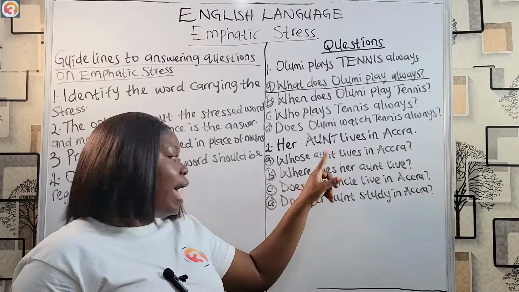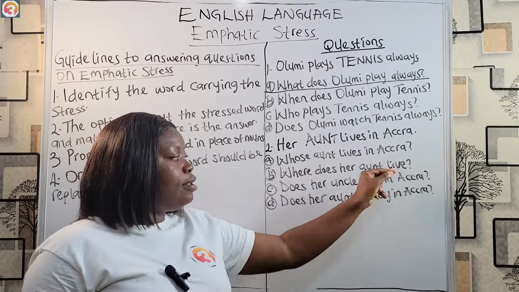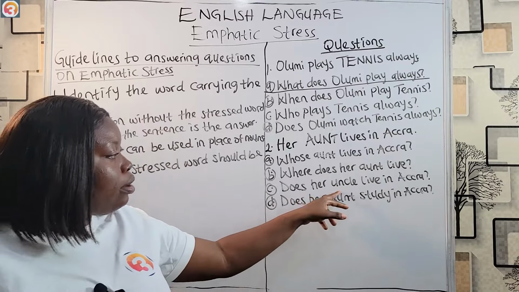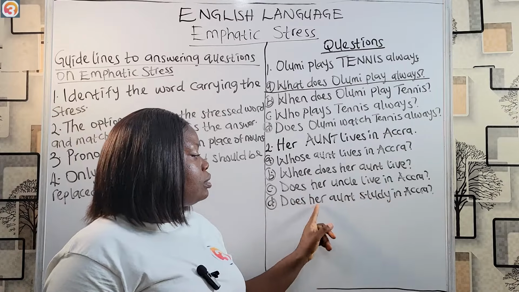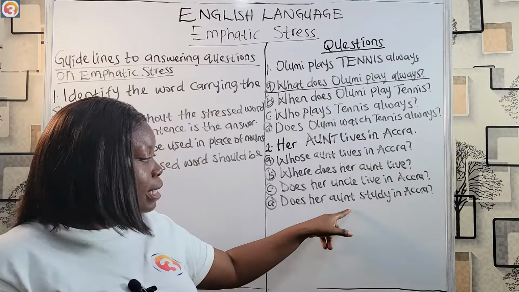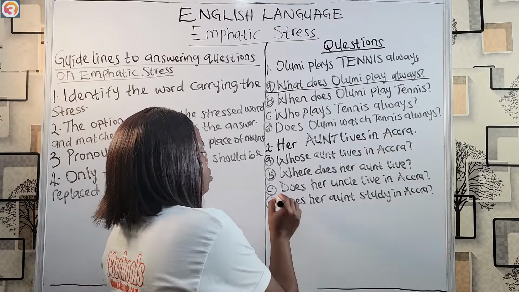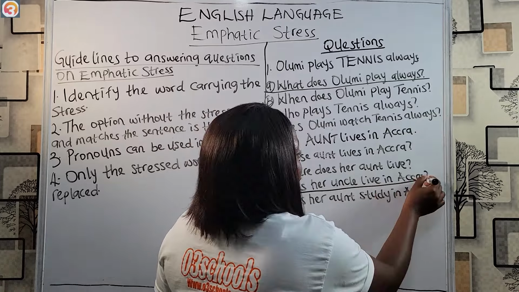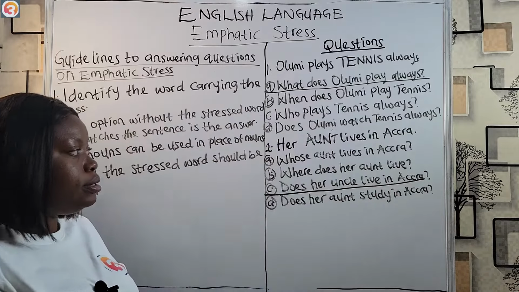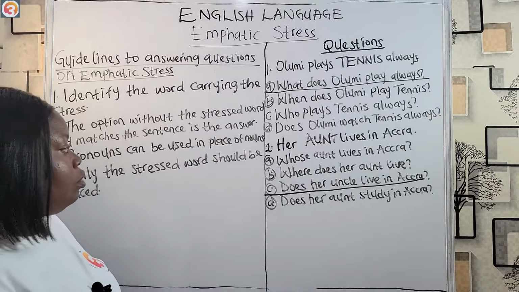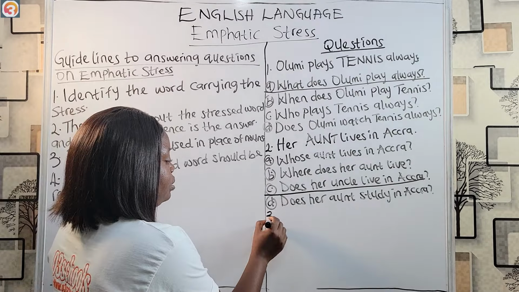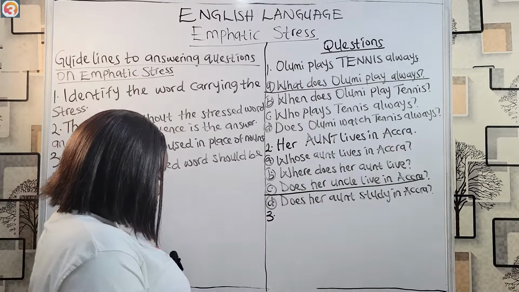Whose aunt? Out. Where does her aunt live? Aunt is also here. Does her uncle live in Accra? Does her aunt study in Accra? So aunt is also here. Our answer becomes option C. Does her uncle live in Accra? No, her aunt lives in Accra. You can see the emphasis.